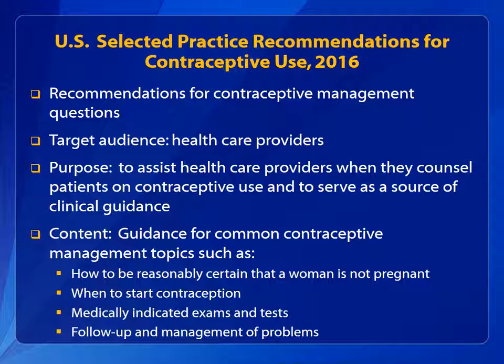The U.S. SPR, as the name suggests, consists of selected recommendations. It is not a comprehensive textbook. It does not provide rigid guidelines or step-by-step protocols for contraceptive visits, nor does it provide recommendations for well women care.